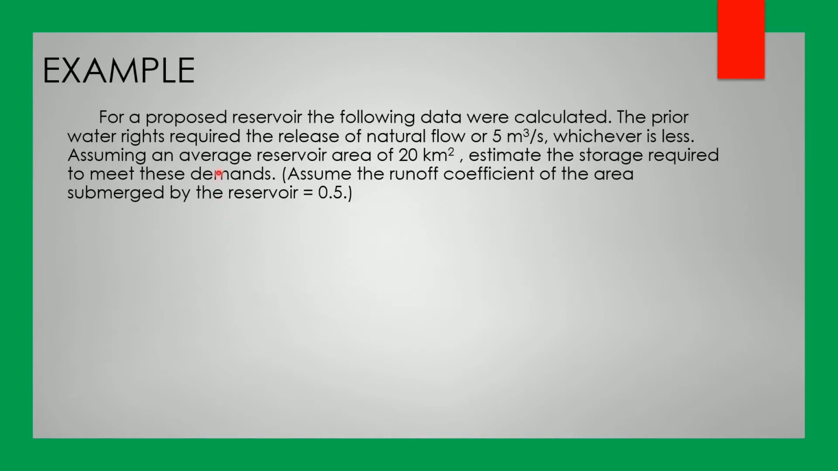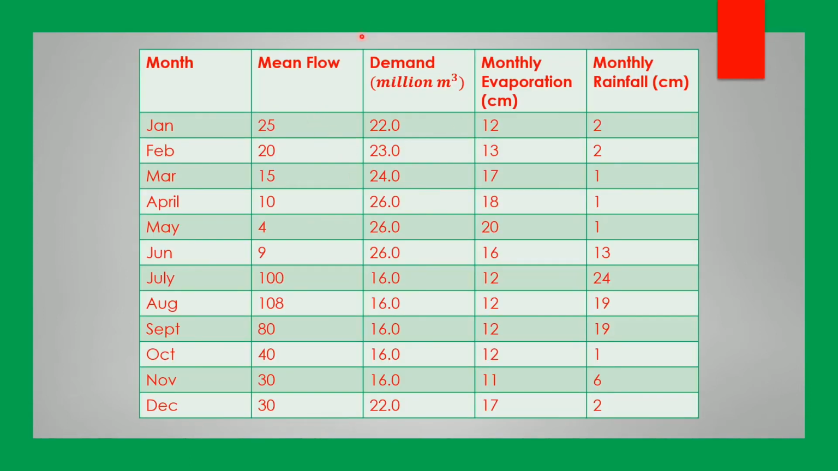Another example. For a proposed reservoir, the following data were calculated. The prior water rights required the release of natural flow or 5 m³ per second, whichever is less. Assuming an average reservoir area of 20 square kilometers, estimate the storage required to meet these demands. Assume the runoff coefficient of the area submerged by the reservoir is equal to 0.5. This is the given data: the months January to December, the mean flow, the demand, the monthly evaporation, and the monthly rainfall.